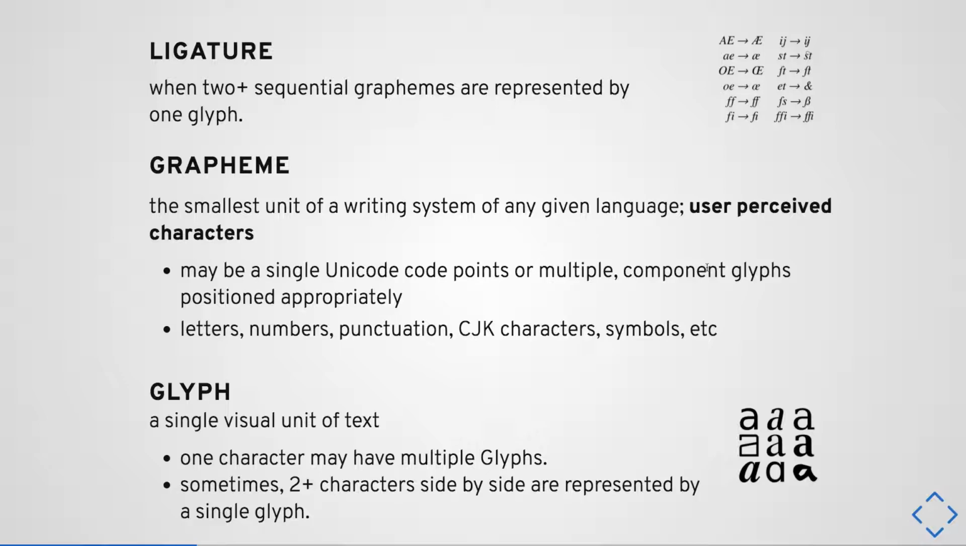For instance, these are all the same grapheme, right? With different glyphs, or different font styles, right? And there is a one-to-one connection between the character A and the grapheme, but not the glyph, okay? And back to that trick, you can represent a sequence of characters with a single glyph if you want to. Does that make sense?